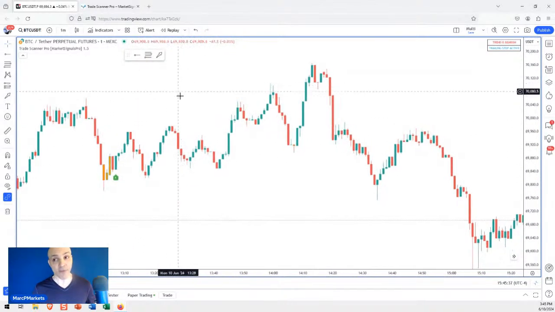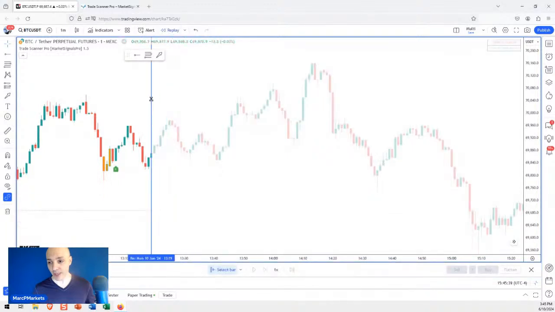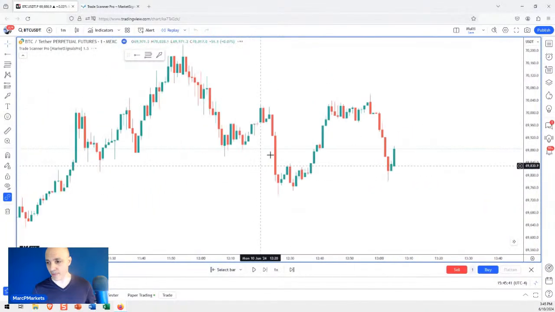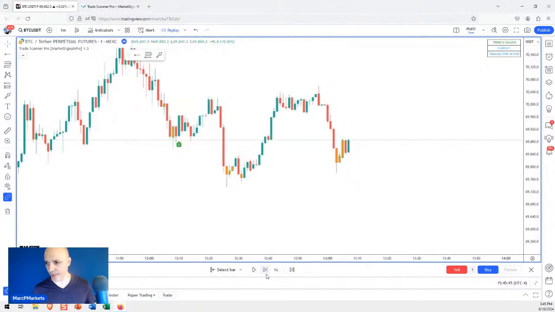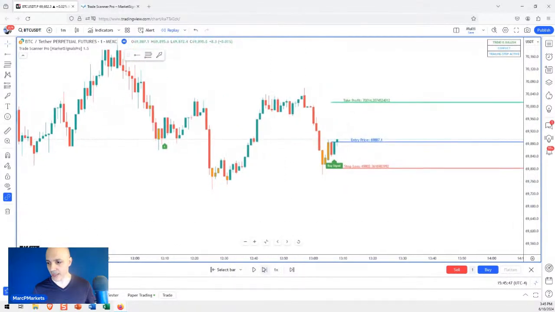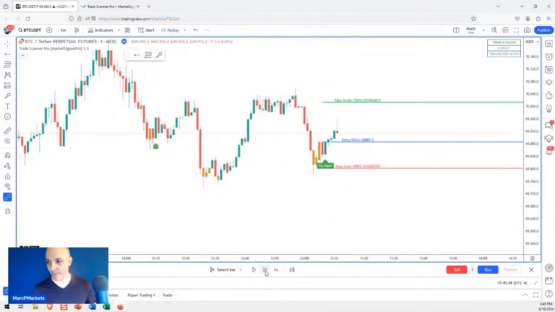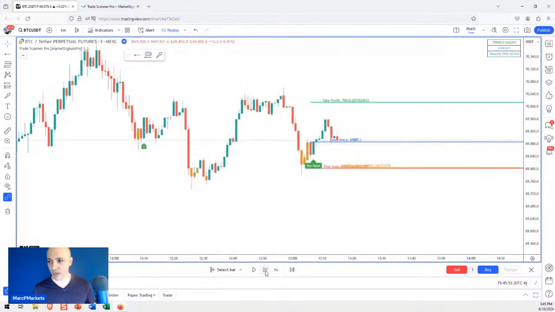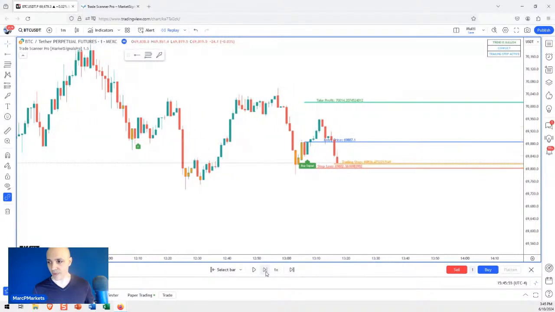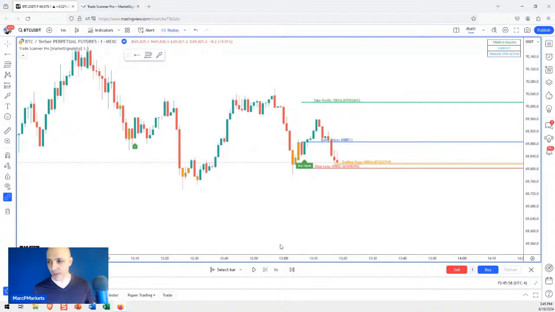Also, if you have a paid version of TradingView, you can do a replay on that, and you could say, "Oh, I can play it back." So there it is right there, and I can play it back and see how the signal performed at the time. Was the take profit reached? Was the stop loss reached? This one probably goes to the trailing stop. But you have an idea.